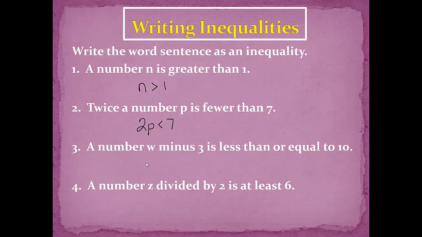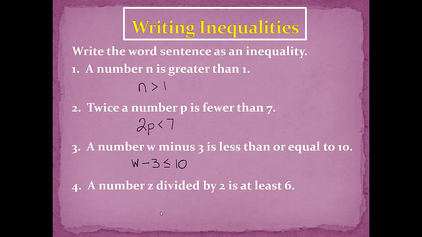For number 3, we have a number w minus 3 is less than or equal to 10. So we'll have w minus 3, and then we have less than or equal to, so we'll have less than or equal to 10. So w minus 3 is less than or equal to 10.